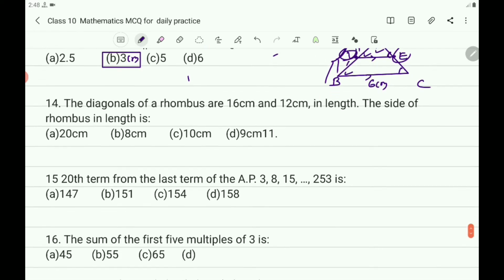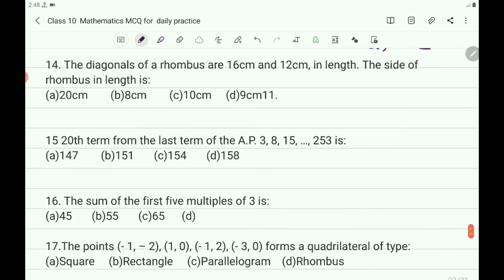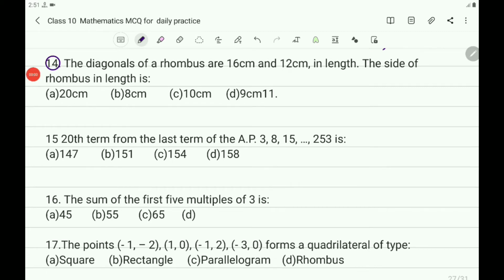Next let us take question 14. What is the question? The diagonals of a rhombus are 16 centimeter and 12 centimeter in length. The side of the rhombus in length is. Now let us have the rough sketch of the rhombus.